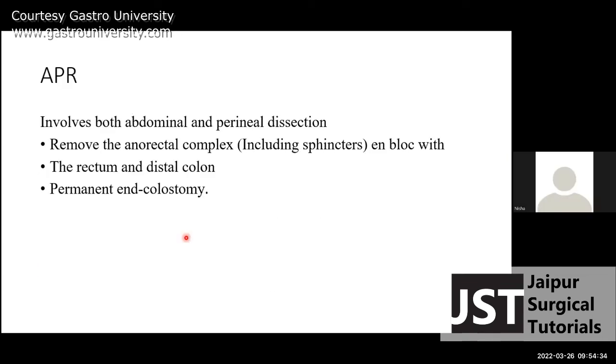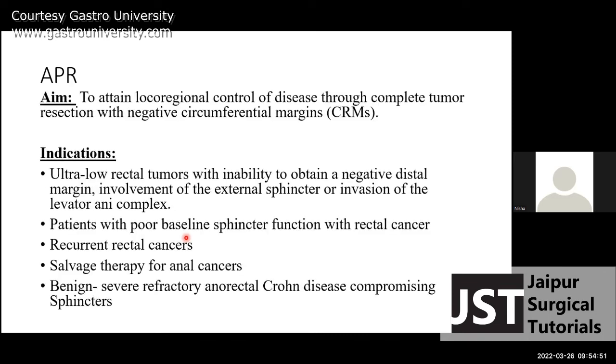So coming to the abdominoperineal resection, as the name itself indicates, we have the abdominal dissection and the perineal dissection, where we'll be taking out the entire anorectal complex, both the sphincters, internal and external sphincters, en bloc with the rectum and distal colon. And these patients end up with permanent colostomy. The whole aim of doing an APR is to attain a loco-regional control of the disease through complete tumor resection and with negative circumferential margin.